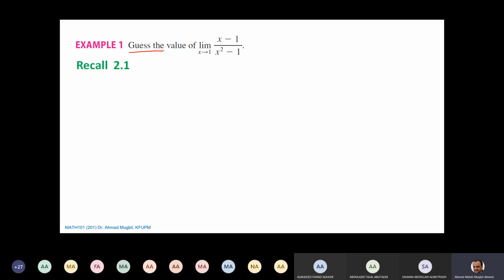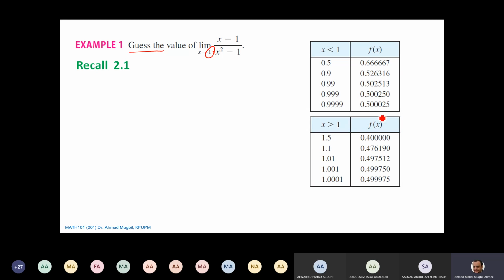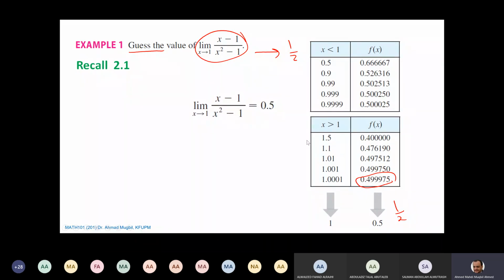If you don't know how to do that, you can choose some values close to 1, like these values, and investigate the behavior. If you look at the behavior of the function when x is approaching 1, you can see that the function is approaching a half. This is 0.5. So this means that this limit is a half. Of course, you will not use the calculator every time. This is just for you to understand the meaning of approaching, the meaning of the limits. So we can say that the limit of this function is 0.5.